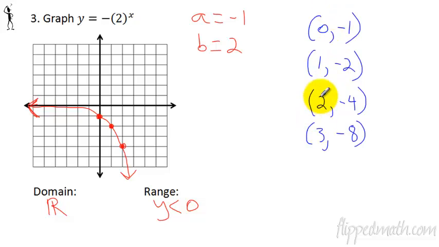I plugged in a few different points, not just the 3, but then the 3, -8, just to give you an idea where it would be off this graph. This time, because it was negative in front, it's below the x-axis. The domain's all real numbers. And then be careful here. The range was now y is less than 0 because we're underneath the asymptote.